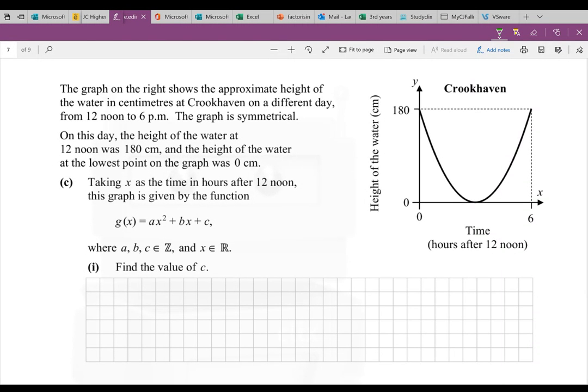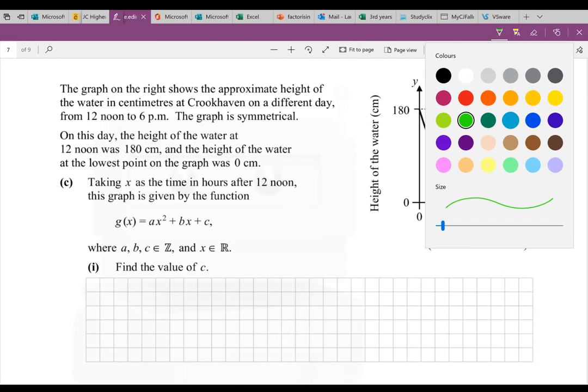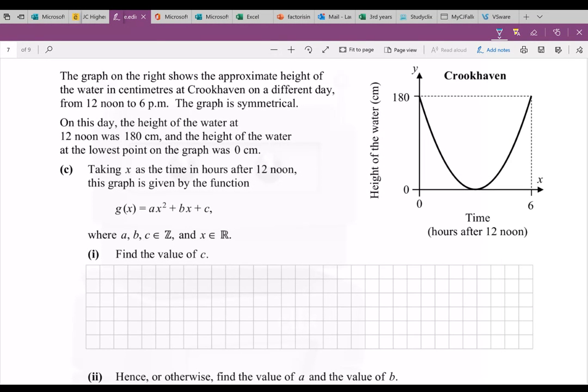Right, this one's a little bit more tricky. Okay, this one we're given a graph, and sometimes when we're given the graph, it is the harder one. g(x) is equal to ax squared plus bx plus c. Find the value of c. Well, c is the y-intercept.